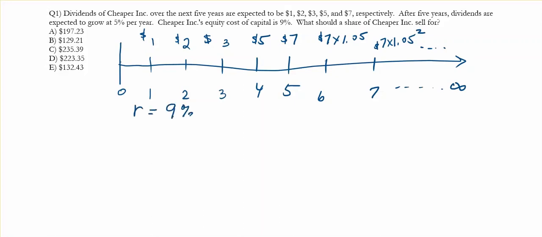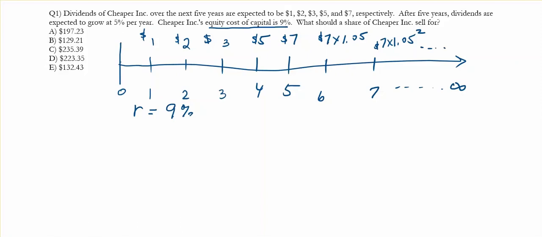So this term, equity cost of capital, is just one of those ways we can say the discount rate for these dividends is 9%. Terminology for the discount rate when we talk about stocks is often cost of capital, or required rate of return, or expected rate of return for the stock investor.